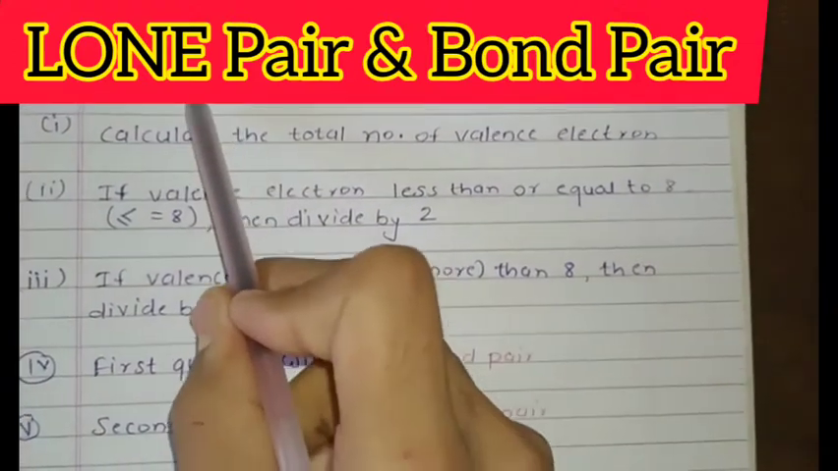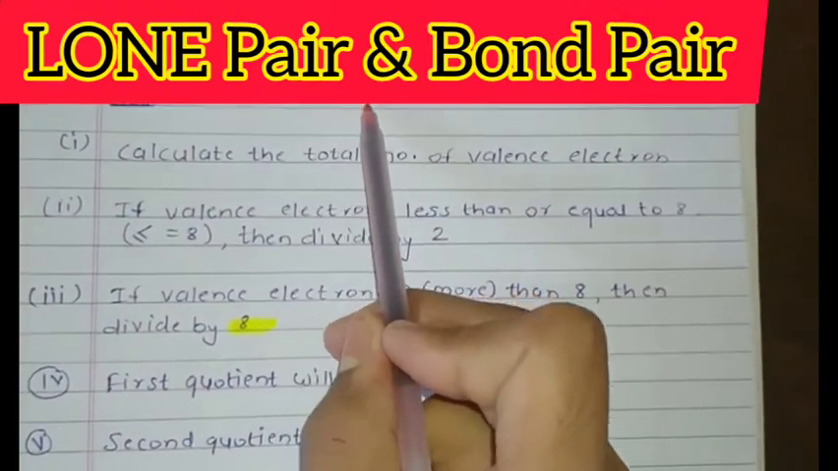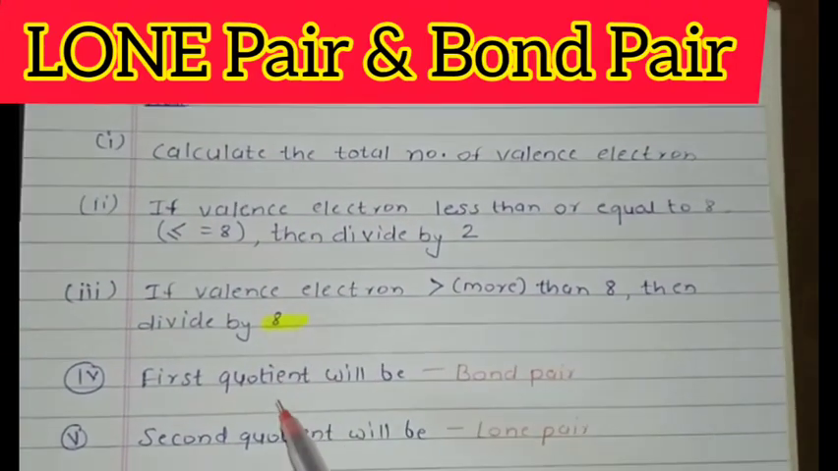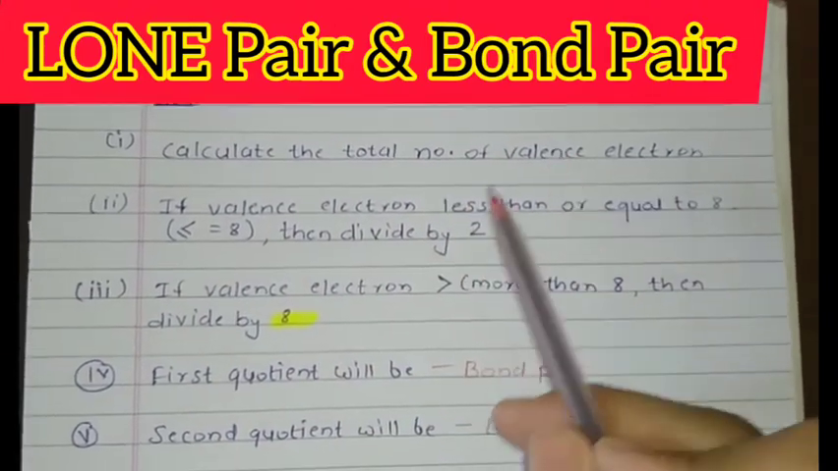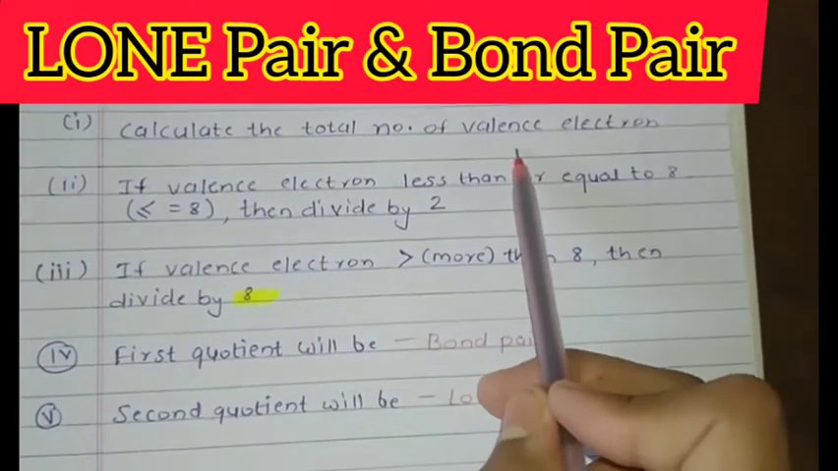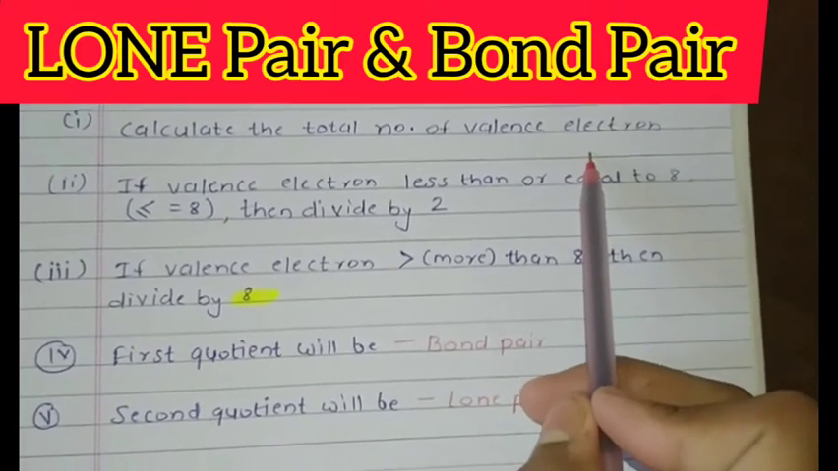Friends, today we are going to see how to calculate lone pair and bond pair. We have to remember only 5 rules, and by remembering these 5 rules we can calculate any lone pair and bond pair. Rule number 1: we have to calculate the total number of valence electrons, meaning the valency of an electron.